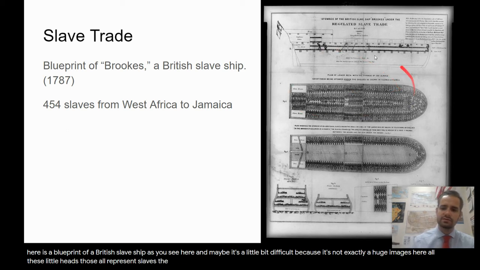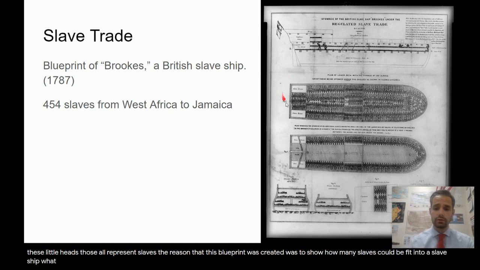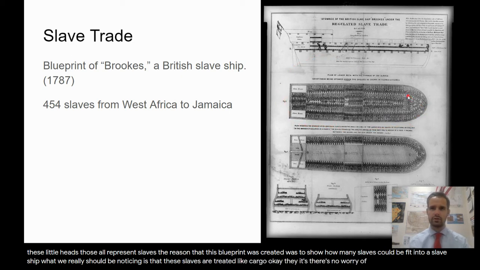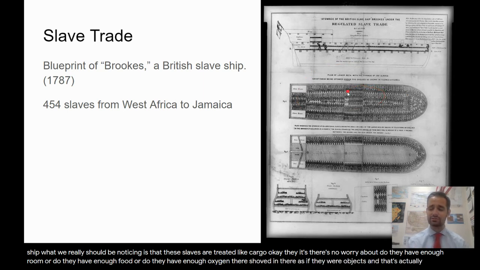The reason that this blueprint was created was to show how many slaves could be fit into a slave ship. What we really should be noticing is that these slaves are treated like cargo. Okay, there's no worry about do they have enough room or enough food or enough oxygen. They're shoved in there as if they were objects. And that's actually how slaves were treated.